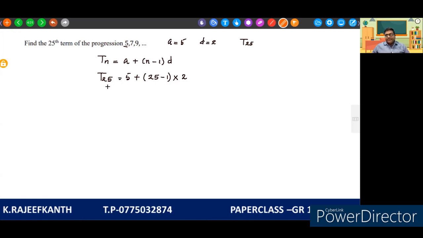Then T25 is equal to first term 5, 25 minus 1, common difference 2. Then 5 plus 25 minus 1, 24 times 2. Then 5 plus 48, that is equal to 53. Then the 25th term is equal to 53. Then next one.